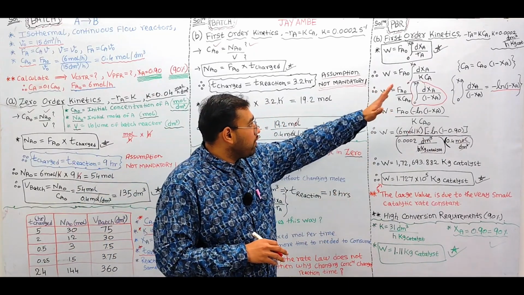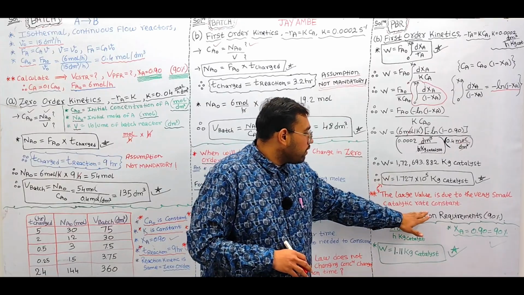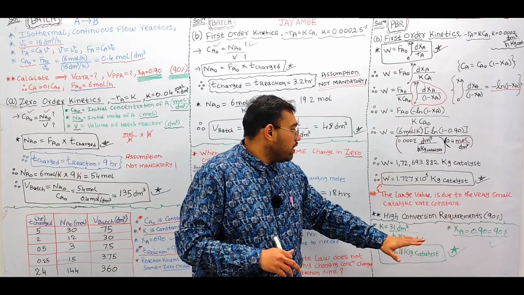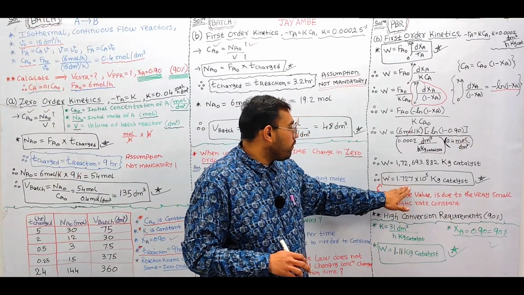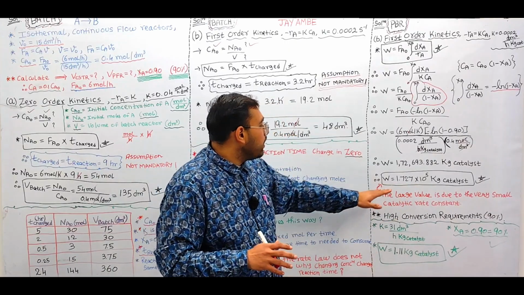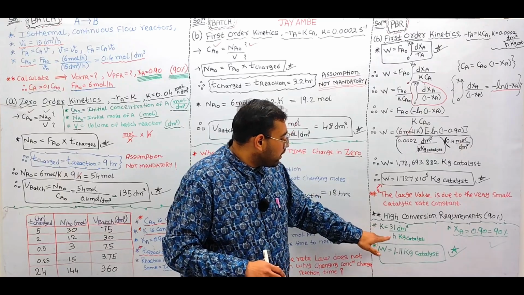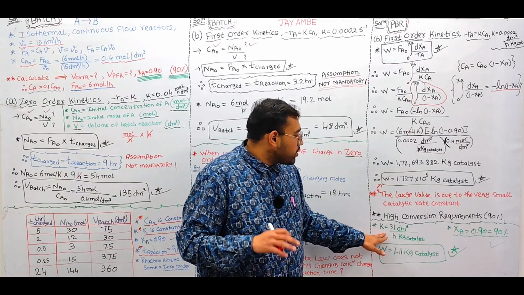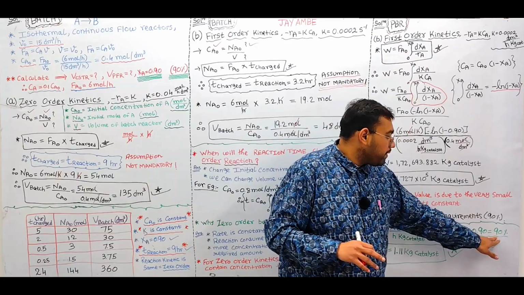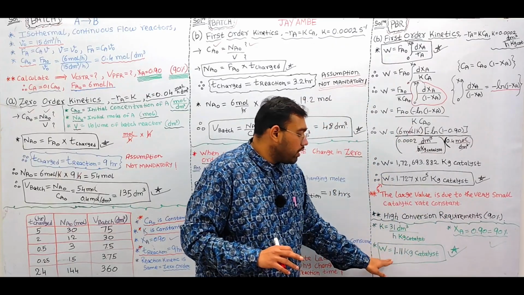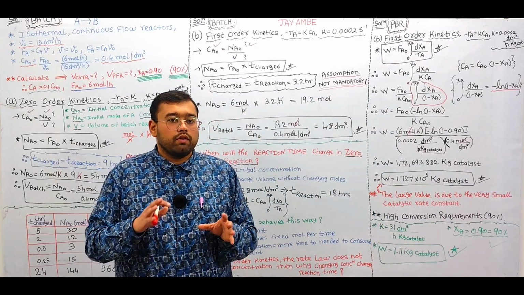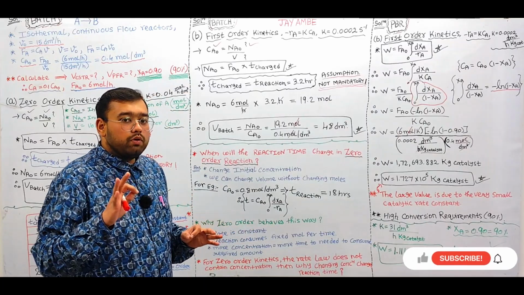So due to the lower rate constant value and the requirement of higher conversion, we require a higher weight of the catalyst. And if we have a higher rate constant value, then to achieve the same high conversion of 90%, we require a lower weight of the catalyst, for the first order reaction kinetics. I hope you have understood.